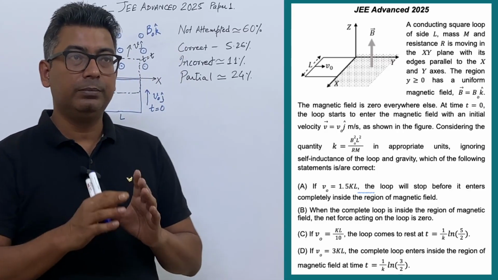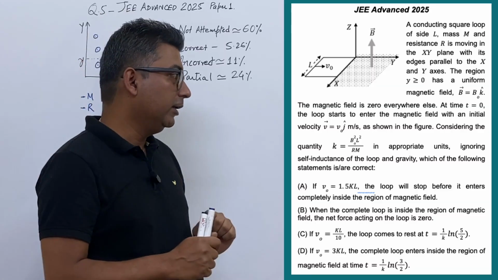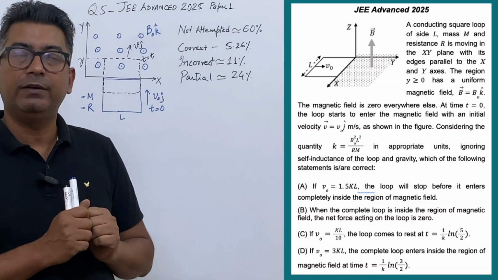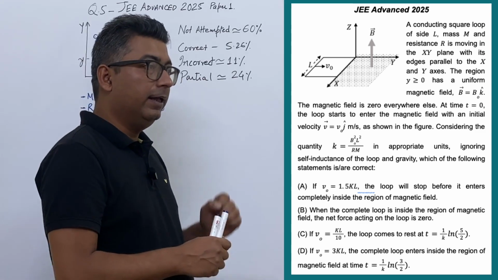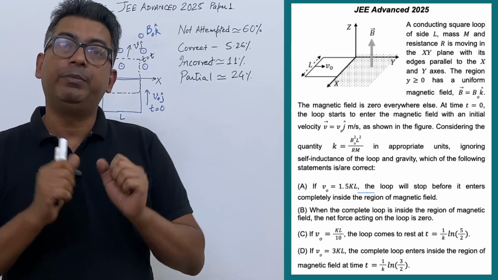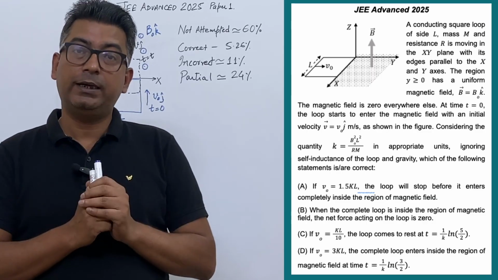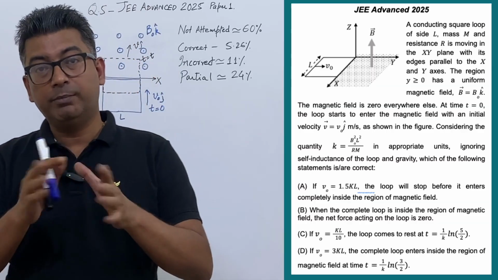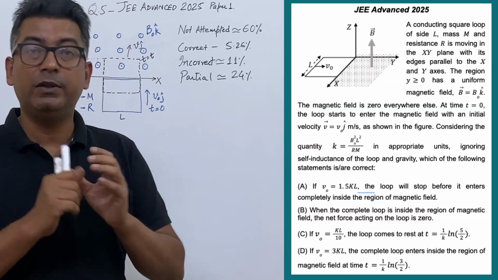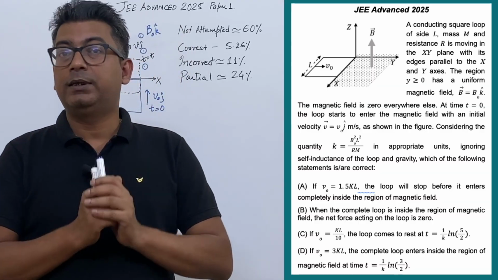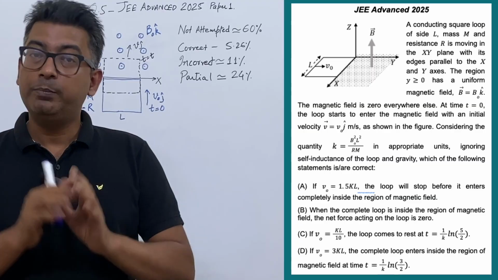The only point I'm trying to make is, if you look at the data provided by the JEE 2025 reports, it says that around 60% of them didn't even attempt it. That means 40% attempted. Out of those 40%, around 11% got it completely wrong. That means none of the options were correct. And out of those, around 24% of students got it partially correct.